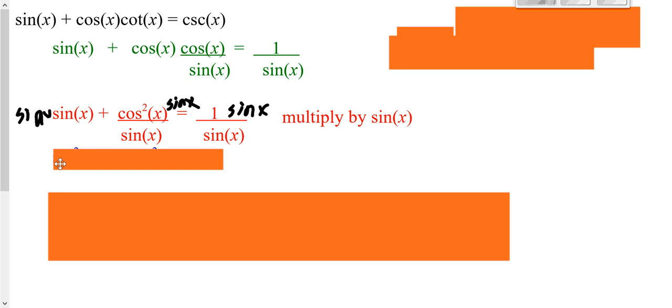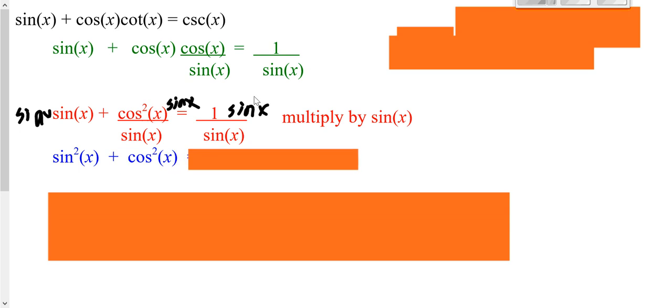So we get sine times sine, or sine squared. Here your sines drop, leaving you with a cosine squared. Over here your sines drop, leaving you with 1, which in this case is our Pythagorean theorem identity. We know that sine squared plus cosine squared is equal to 1. So it's going to be all real numbers.